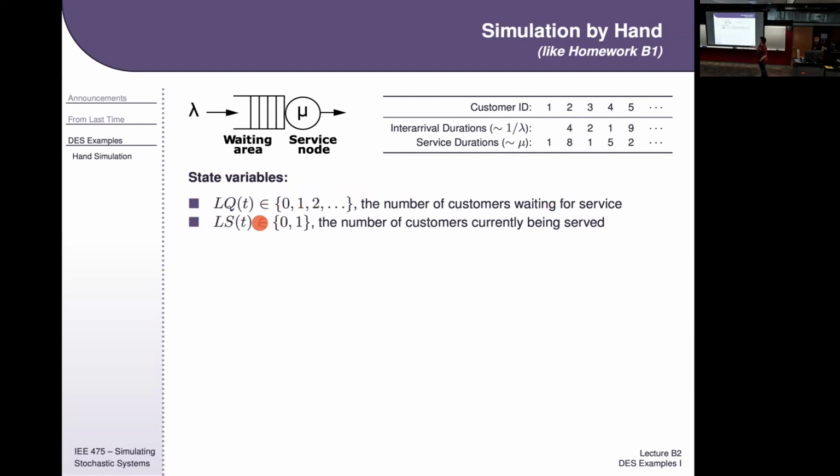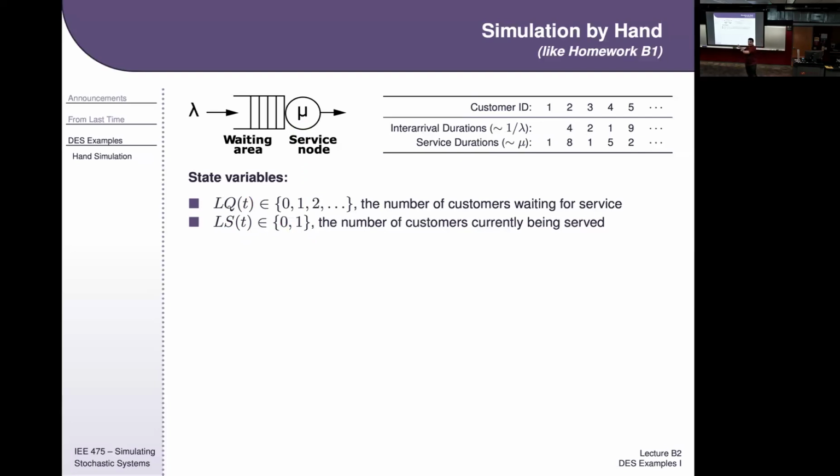The number of customers in a server. In this system, not in all systems, we have one server and it has capacity 1. That's why this LS can only be 0 or 1. It's either the server is idle or busy. If we had a server that had more capacity, this LS could be larger.